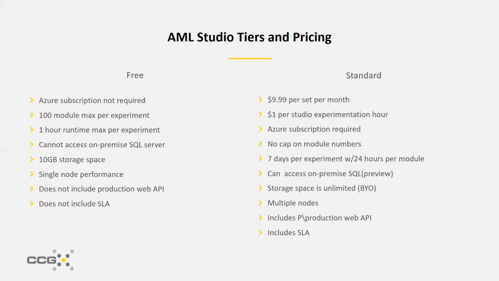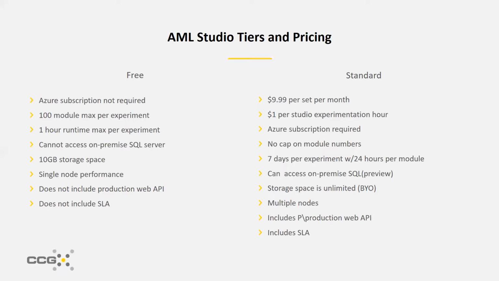If you're going for the standard, you're going to have to pay $9.99 per seat per month. Basically, you can share your workspaces, so if you're going to share a workspace, you need to pay per person per month. And when you're doing your actual experiment, it's $1 per experimentation hour.